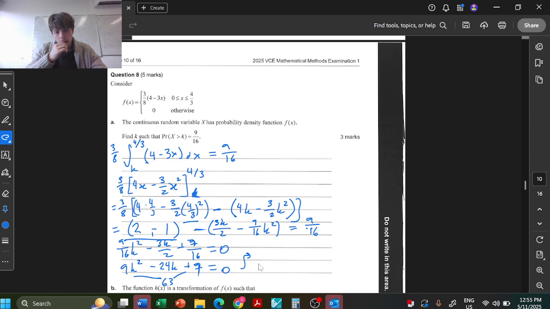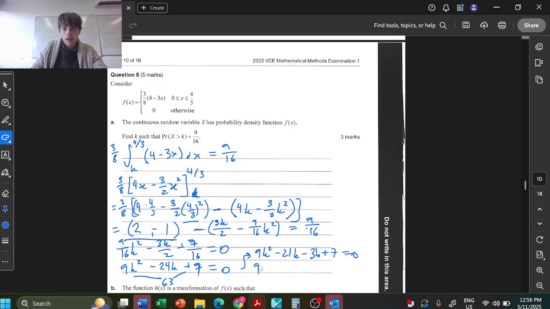So it could be 3 times 3 times 7 is 21. So is it 21 and 3? Yeah, so 21 and 3 are the answers. So it's going to be 9k squared minus 21k minus 3k plus 7 is equal to 0. And then we factorize the two halves of this quadratic.